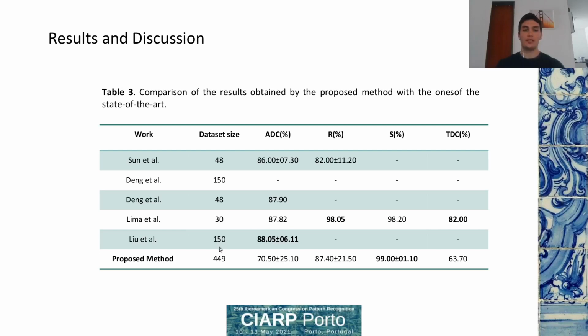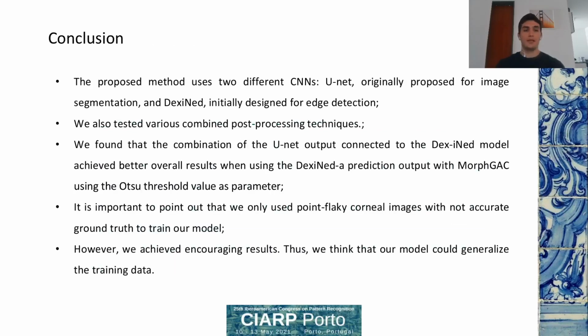It's important to point out that our method used a total of 449 images, while the other works used a dataset smaller than 150 images. So we can conclude that the combination of the UNet output connected to the DexiNed model achieved better overall results when using the DexiNed prediction output with the morphological GAC with the auto threshold value as a parameter.